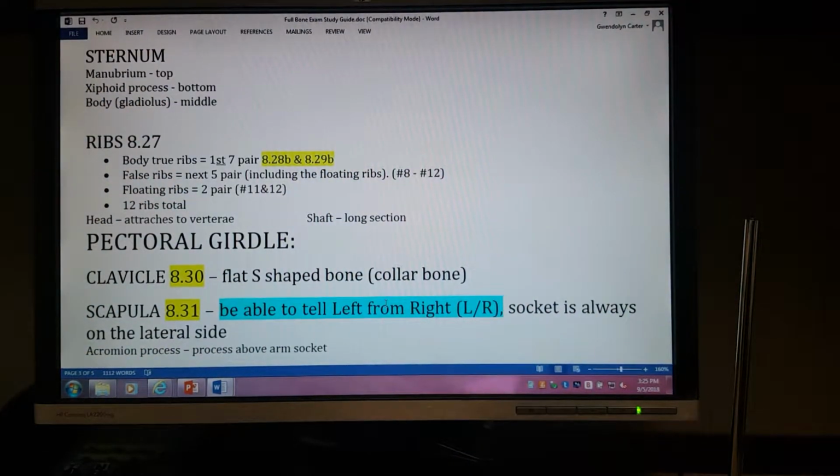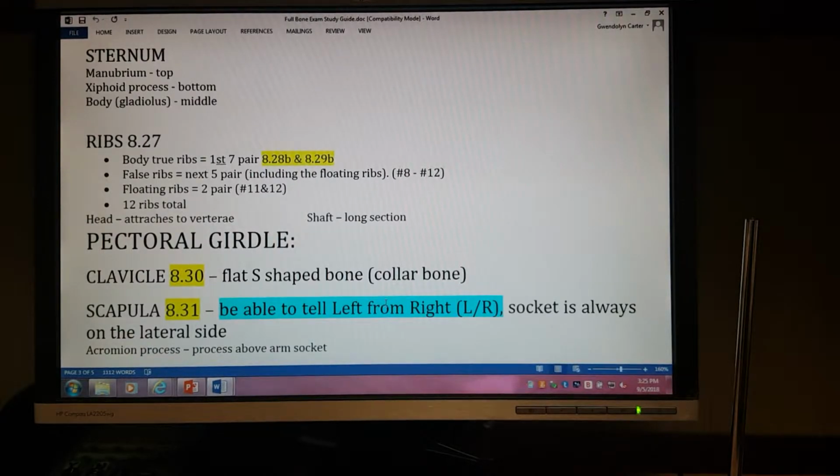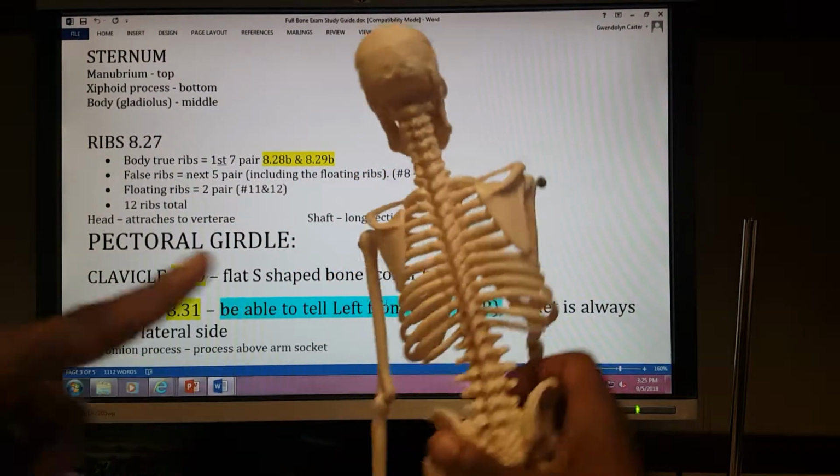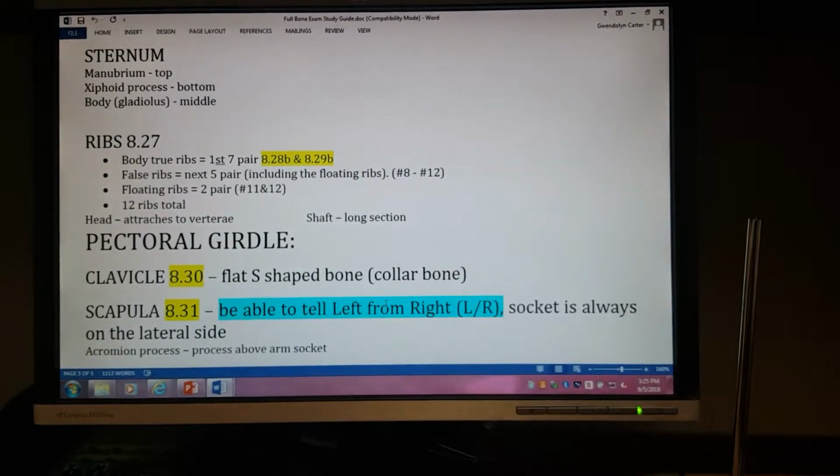So speaking of the ribs, there are 12 ribs in total. Those 12 ribs will wrap around the chest and will make an articulation or a joint with your 12 thoracic vertebrae.